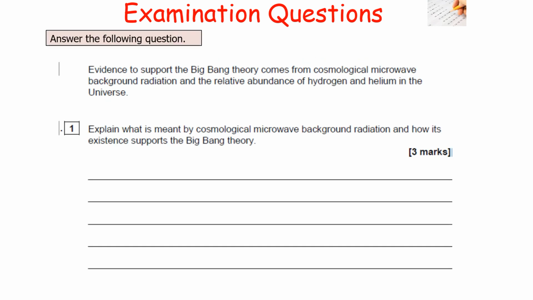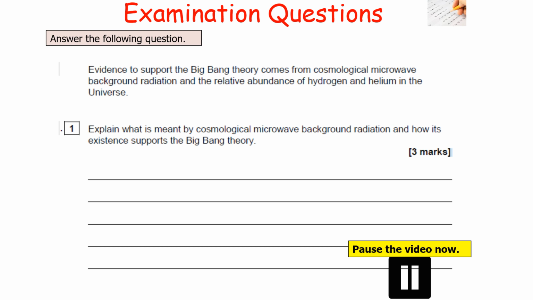The next question says, evidence to support the Big Bang theory comes from the cosmic microwave background and the relative abundance of hydrogen to helium in the universe. Explain what is meant by the cosmic microwave background radiation and how its existence supports the Big Bang theory. So pause the video now, then unpause the video when you want to go through your answer.